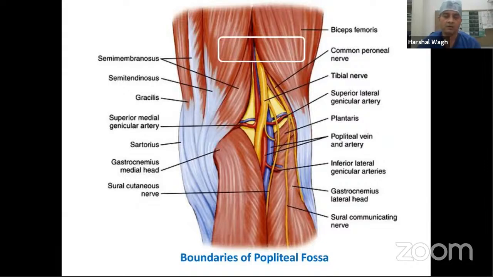Now, I think there has been a lot of debate in literature about where exactly would be the point of injection of the local anesthetic, especially to get a good, fast, reliable nerve block, which would affect both the common peroneal nerve and the tibial nerve.